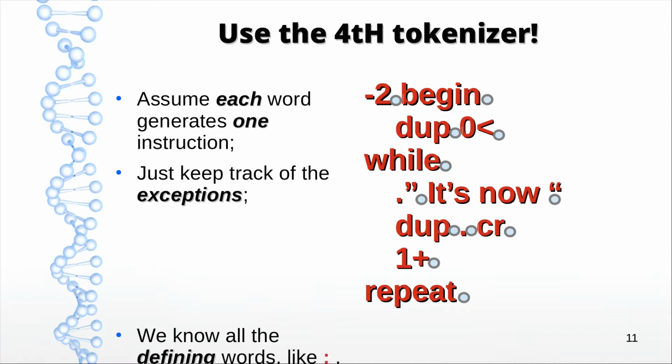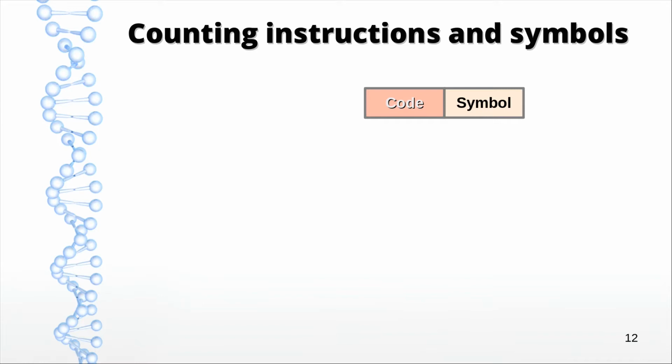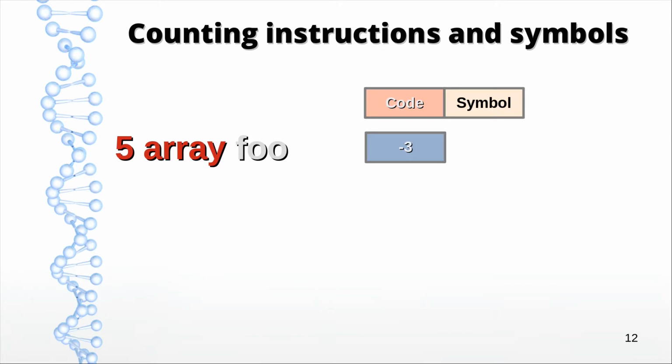We also know which words are defining symbols, like colon, string, variable, and so forth. And those will end up in the symbol table. So, let's see how this counting works. We need one variable for the code size and one variable for the symbol size. When we encounter a definition like 5 array foo, we might assume that we have to reserve 3 instructions. But that's not true. We actually compile nothing. So we subtract those 3 instructions that are never compiled. It's a definition though, so reserve 1 symbol.